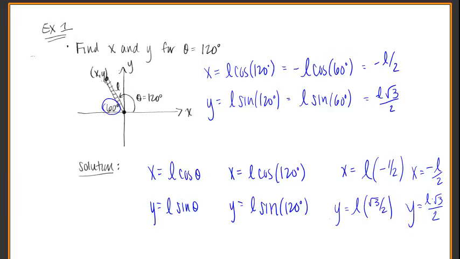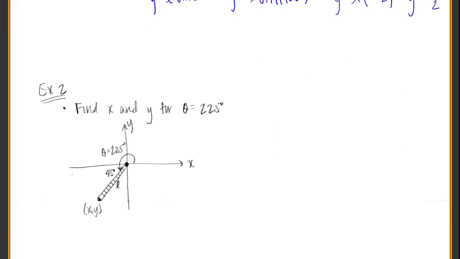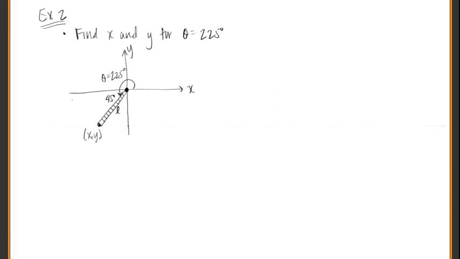Okay, let's move on to the next example. Same one again, or pretty much a similar one, in the sense that you want to find x and y for 225 degrees. If I use the basic formula, then x is going to be L times the cosine of 225 degrees. Y is going to be L times the sine of 225 degrees.